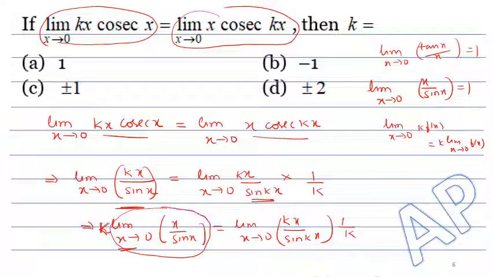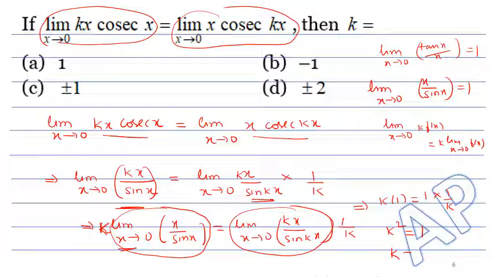The value of this limit is 1, and similarly the value on the right hand side is also 1. So this implies I have k into 1 is equal to 1 into 1 by k, which implies k square is equal to 1, or k is equal to plus or minus 1, which is option C. k is equal to plus or minus 1.